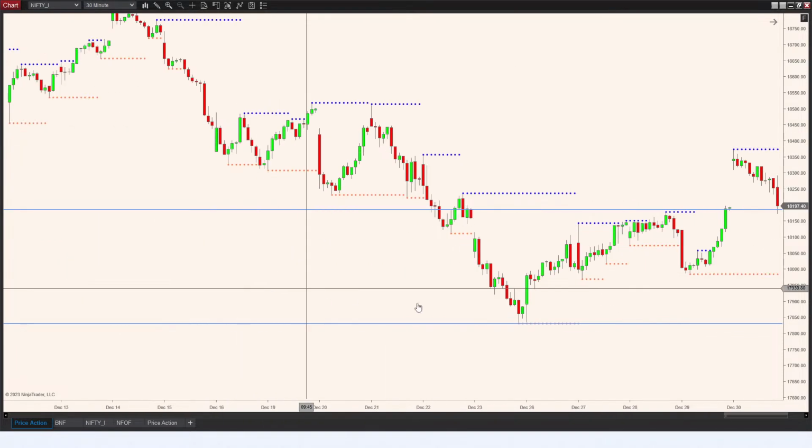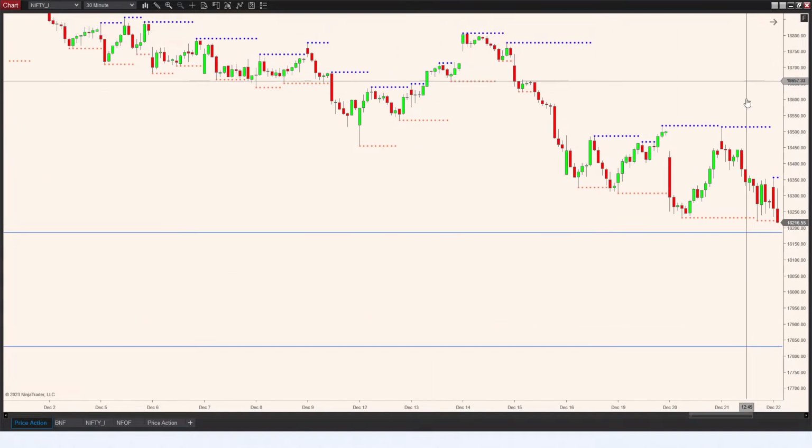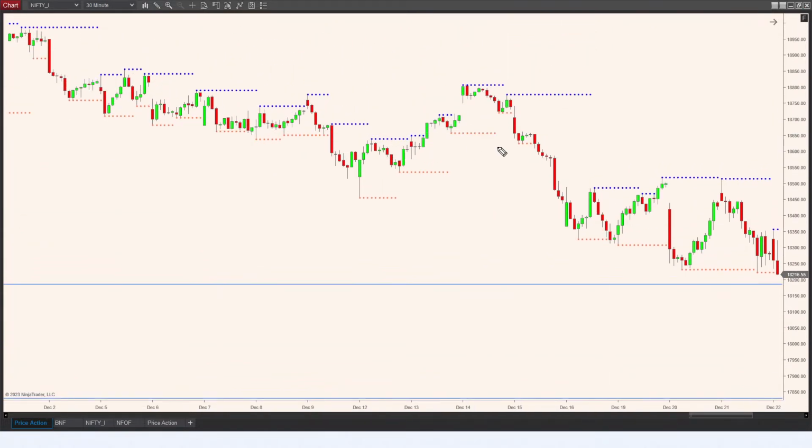So let me give another example. This is a classical example I want to give you. As you can see in this day, this is the opening candle, and the market opened below the previous day low, and you can clearly see the kind of momentum that we got on that day. So this is exactly the point I was mentioning.